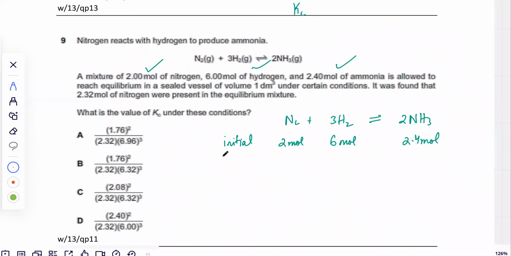He told you it's a 1 dm cube container. In the previous question, they should have told you what the volume is, because you can't find concentration without the volume. It was found that at equilibrium there was 2.32 moles of nitrogen. So once the reaction started and equilibrium was reached, he found out that there was 2.32 moles of N2, which is given over here. So you started off, initially you added 2 moles into the container, now you've got 2.32. So that means there's an extra 0.32 that got produced.